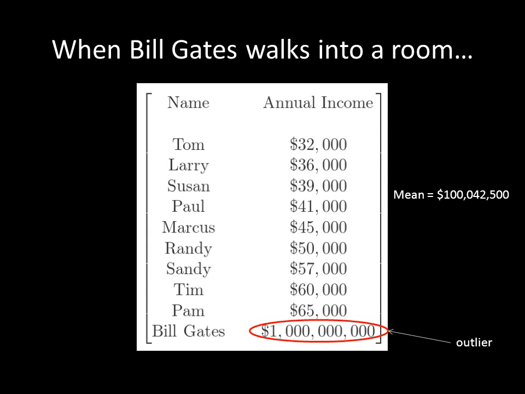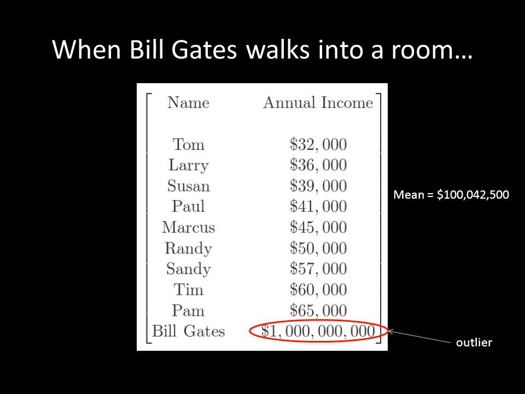Another example is the software developer Bill Gates, founder of Microsoft. He has a very high annual income, estimated at more than $1 billion. If he was to walk into a room and you were to survey annual income, you would find that Bill Gates would skew the average for the group of individuals assessed in that room. And so in this example, the average income of this group of people is $100 million per year.